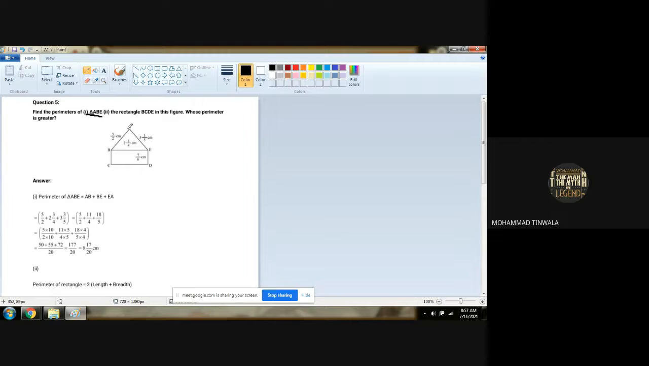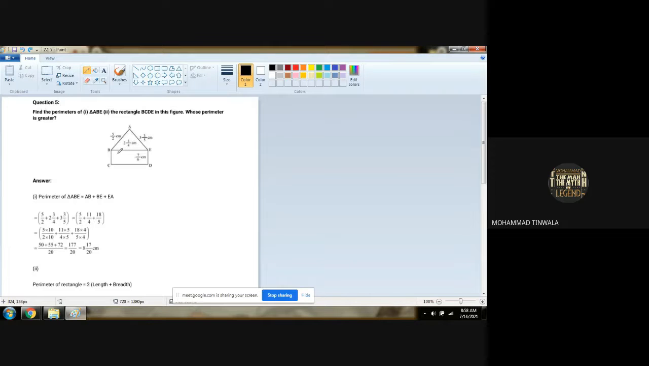We have to find the perimeter of triangle ABE. Can you see the triangle here? ABE. And the rectangle BCDE. Can you see BCDE is a rectangle here? Boys, are you getting the question? Yes. We have to find the perimeter of both of them, the triangle as well as the rectangle. Now, whose perimeter is greater? That is what we have to show.